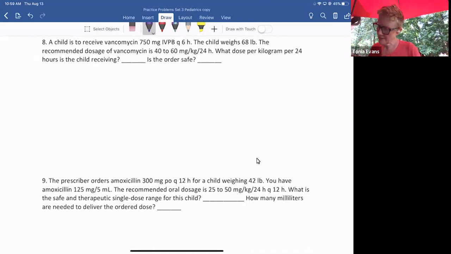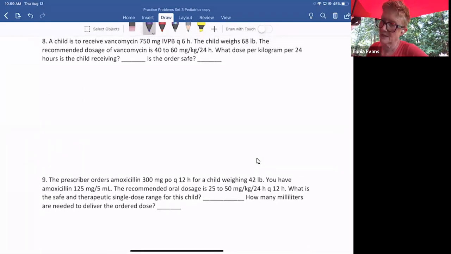All righty, so Vanco 750 IV Q6. Recommended dose. What dose per kilogram per 24 hours is the child receiving? Okay, so this question is a little brain stretcher. It's looking at things kind of backwards from what we're used to. You're probably not going to see a question like this on an exam again, but it's just to stimulate your brain and get you thinking.